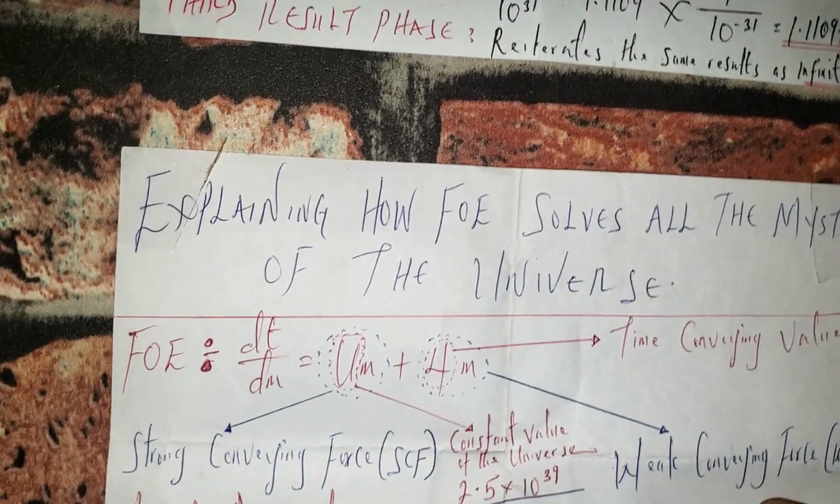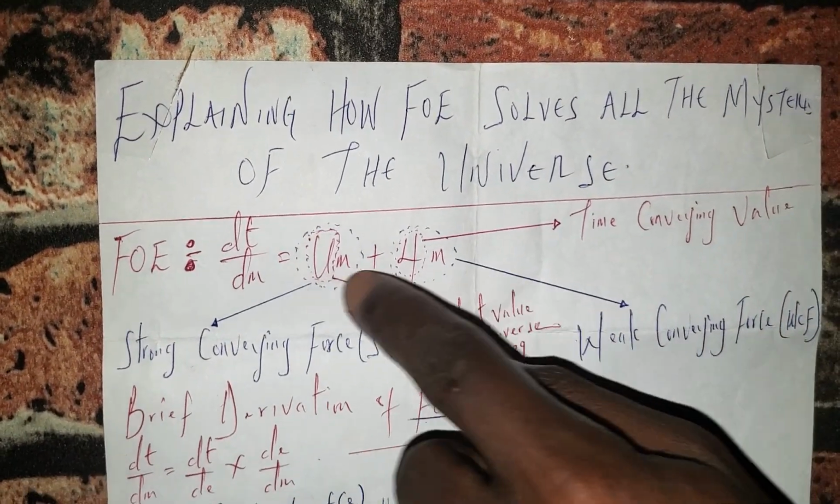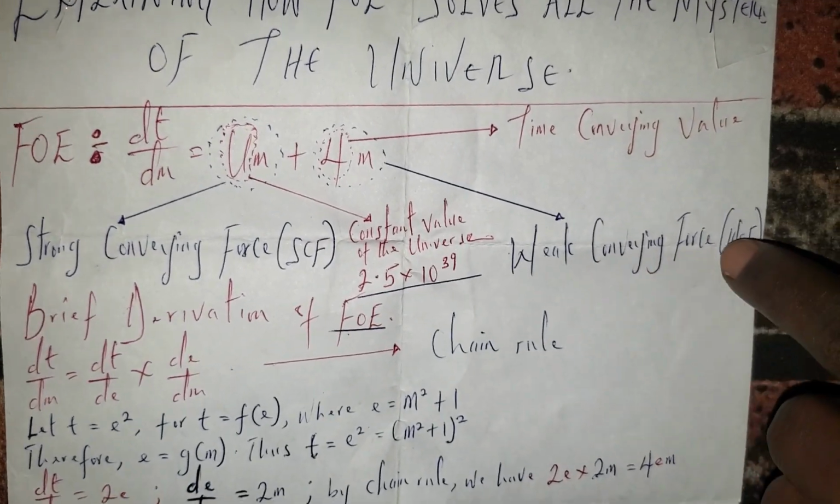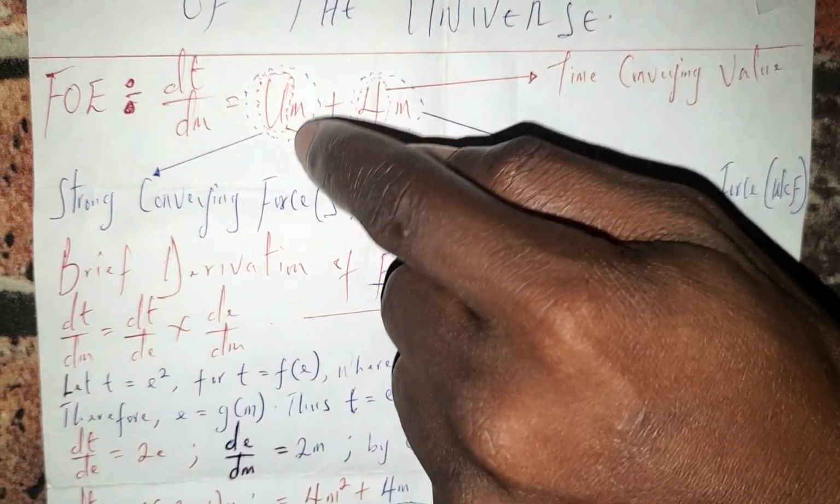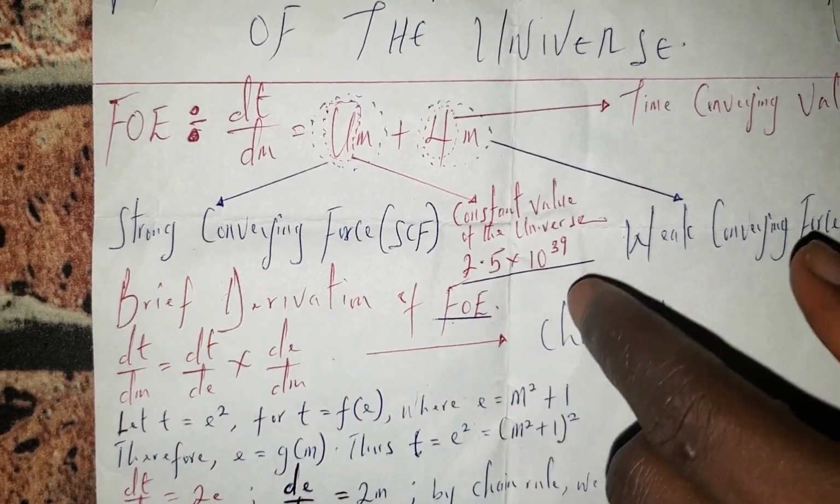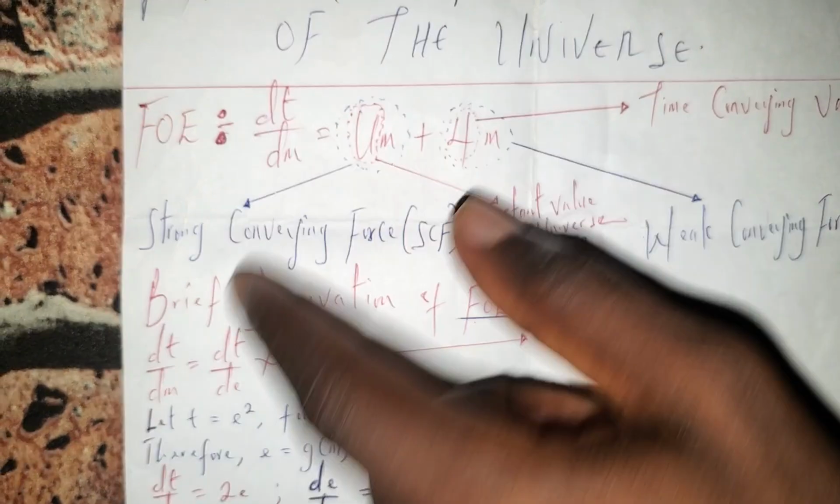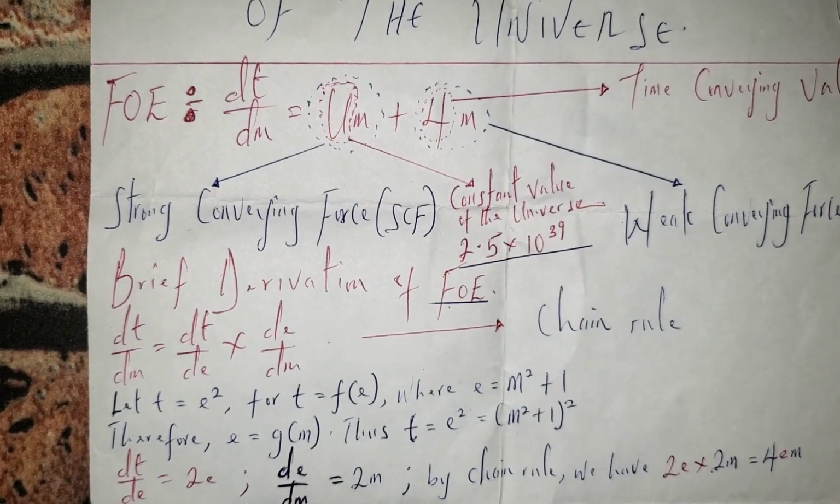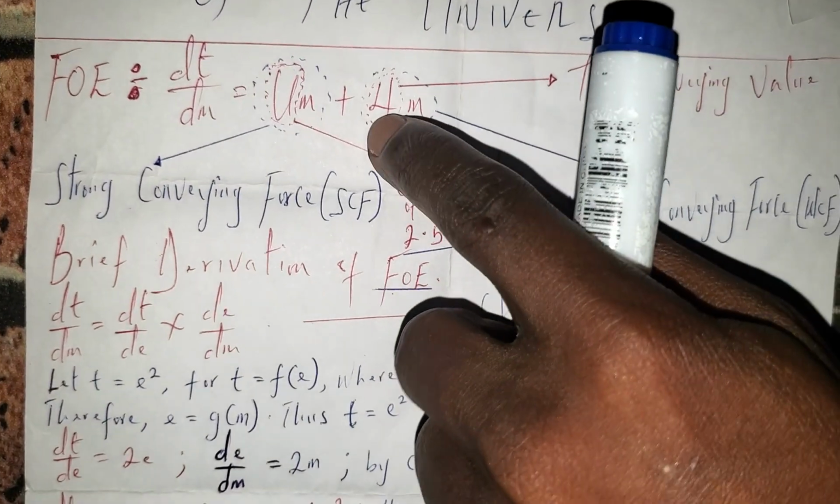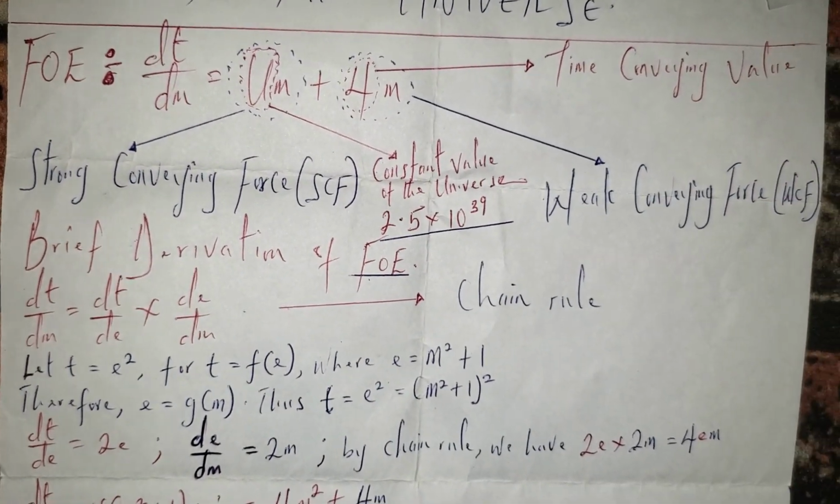So now, I want us to briefly look at the derivation of the formula of everything as we have it right here. So this is the formula. This 4M is the weak conveying force. This capital UM is the strong conveying force. Then we have this TDM to be the curvature of time to energy. So now the 4 that we have here is the time conveying value.